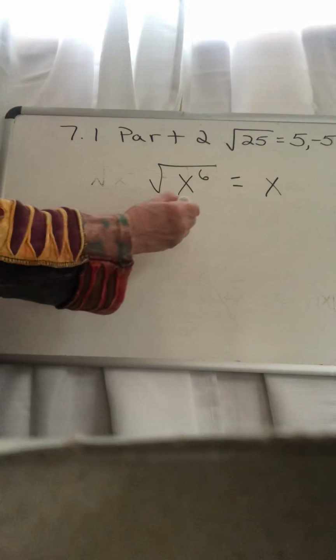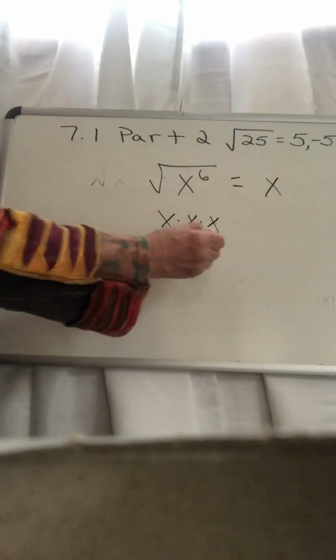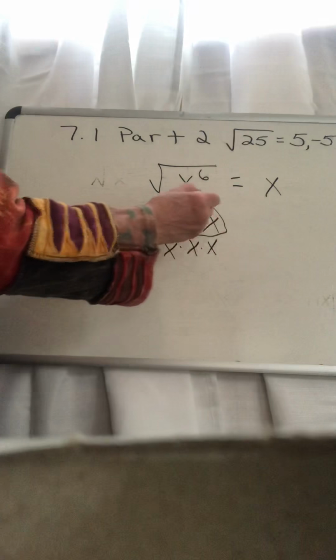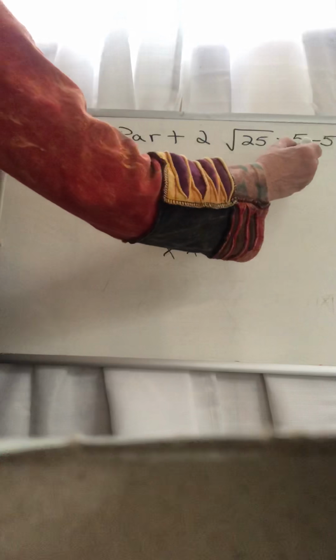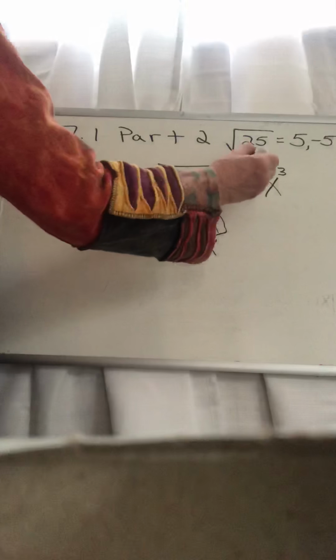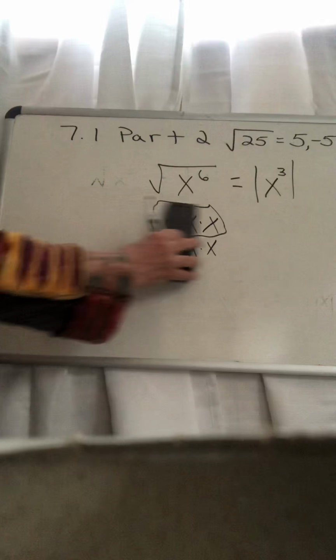If you think about this, the reason for that is this is what x to the 6th looks like. So the square root of it is just going to be half of those. So then it would be x cubed. And again, because we don't know if the value of the x is positive or negative, we put the answer inside the absolute value bars. So we're dividing by 2 to find the root of variables.